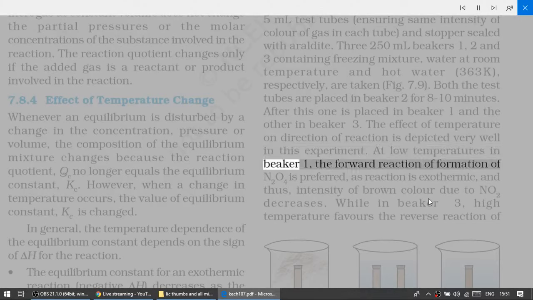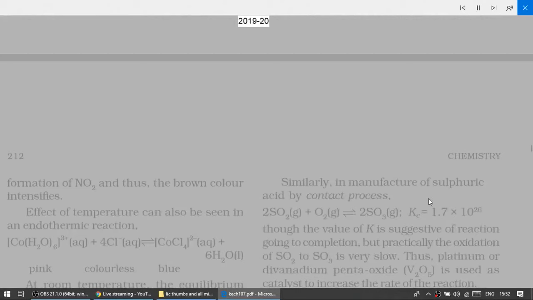At low temperature in beaker 1, the forward reaction of formation of N2O4 is preferred, as the reaction is exothermic, and thus the intensity of brown color due to NO2 decreases. While in beaker 3, high temperature favors the reverse reaction of formation of NO2 and thus the brown color intensifies.